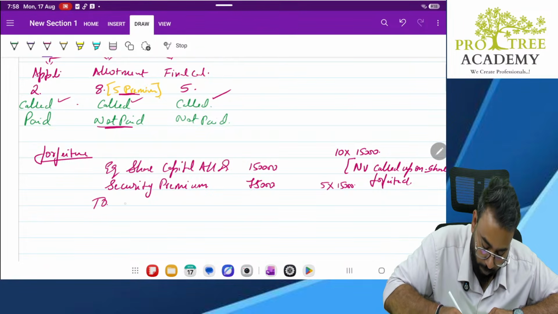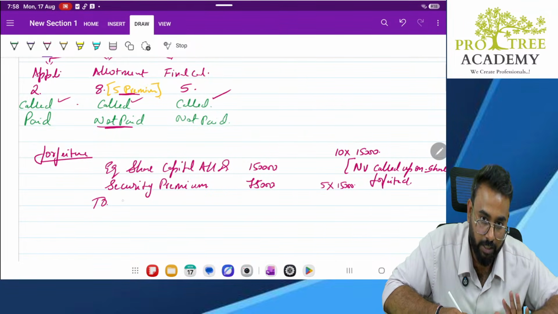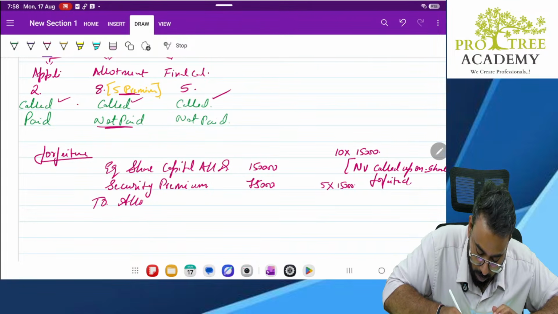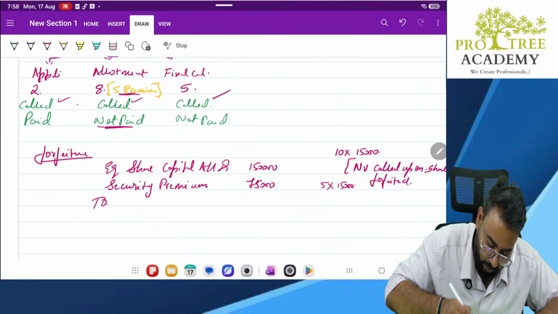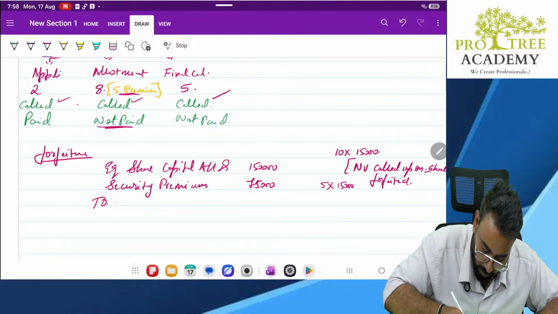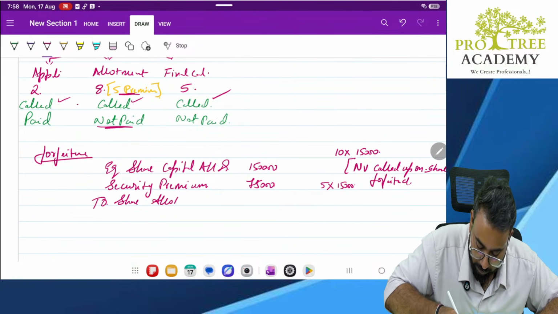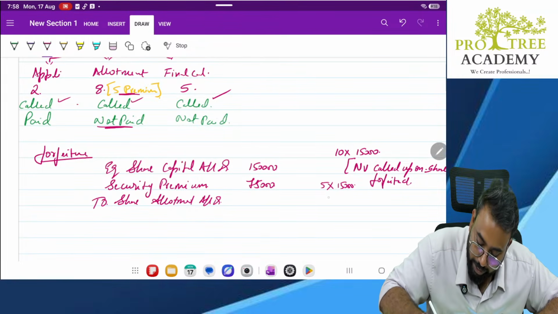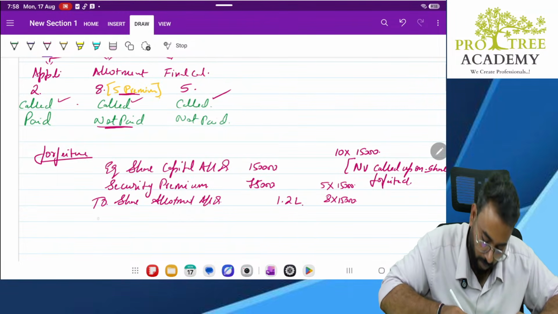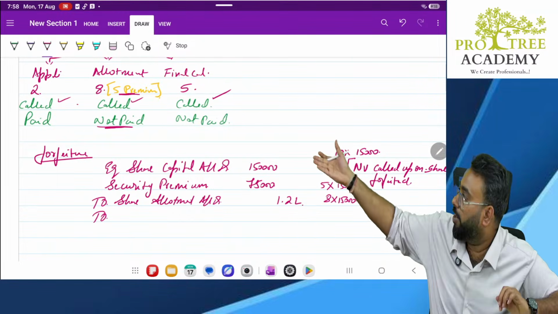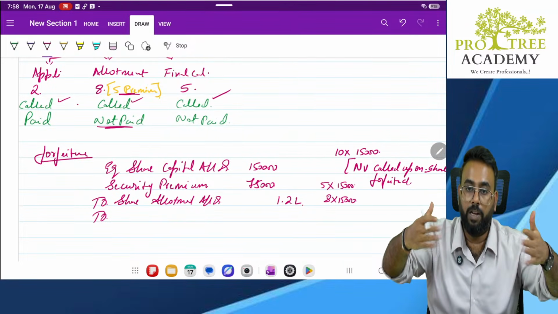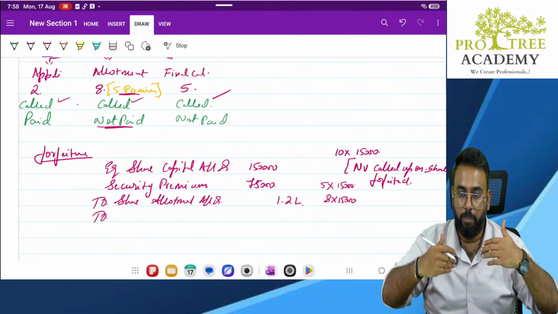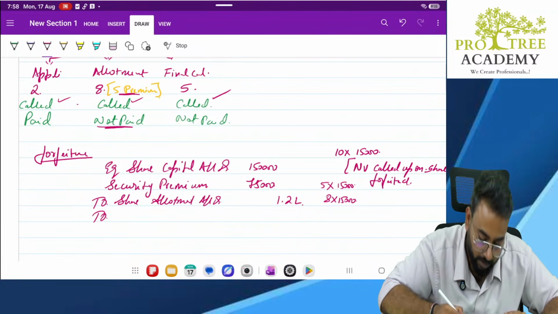Okay. Now 2, application money has already been received, so nothing is receivable. Allotment receivable, correct or no? So 2, share allotment account, debit. How much? 8 rupees into 15,000. That will be 1.2 lakhs, including premium. Share allotment, including premium, was receivable, correct or no? Now it is no more receivable, so we are reversing it.